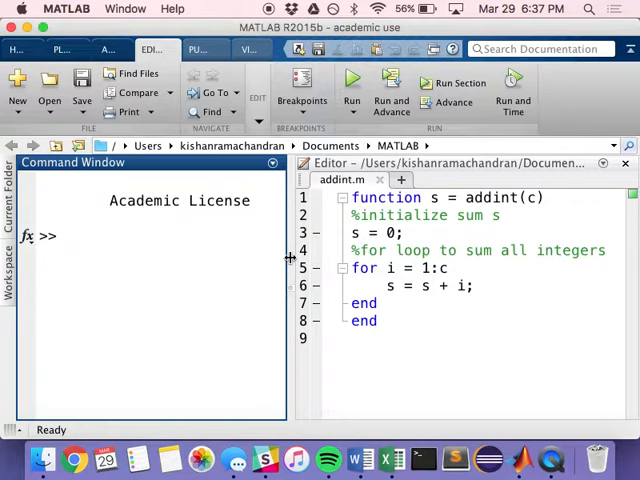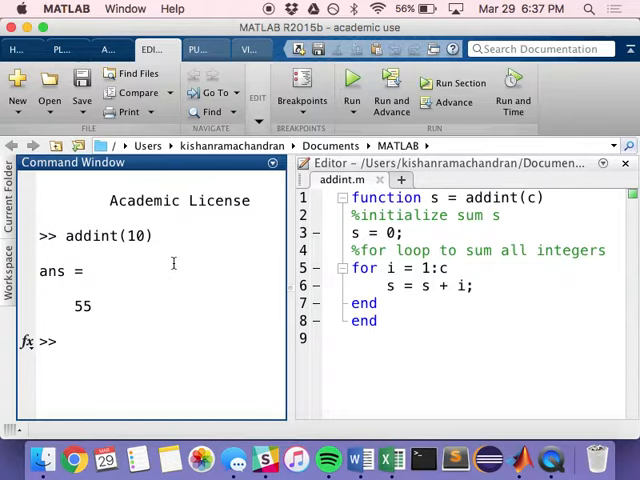Okay. So what we're doing is just summing all integers from 1 through whatever integer we're inputting. So if I type in add in 10, you're going to get 55, because that adds up every single number up to 10. So the general format for a for loop is you say for, this is some variable, equals, and this right here is a vector.